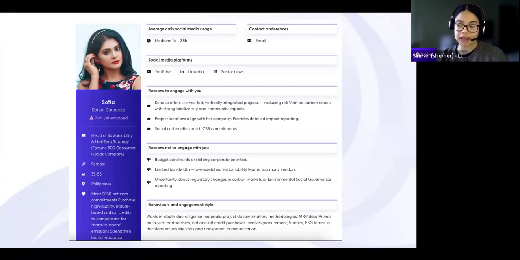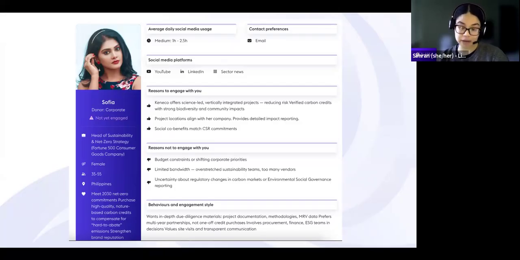So this is someone like a head of sustainability in a large consumer goods company. Think food, household, or even personal care brands. Their job is to deliver the company's net zero commitments and also find credible ways to address the emissions that they can't fully reduce. So the company values sustainability, and they are looking for opportunities to invest in climate solutions that have a positive impact on communities.